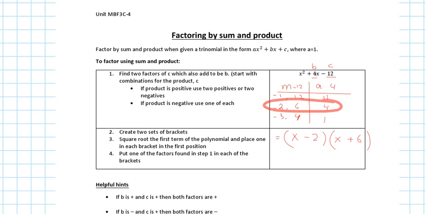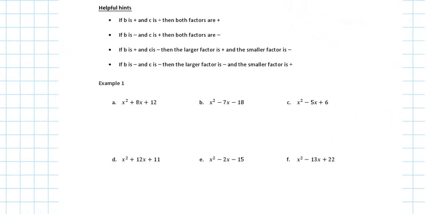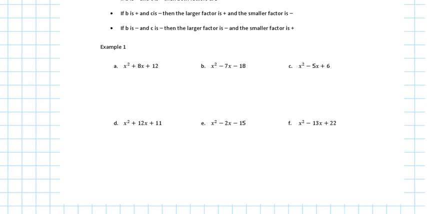So let's do a couple more examples. Let's do B. X squared minus 7x minus 18. Looking for two numbers that multiply to negative 18 and add to negative 7. So what multiplies to negative 18?